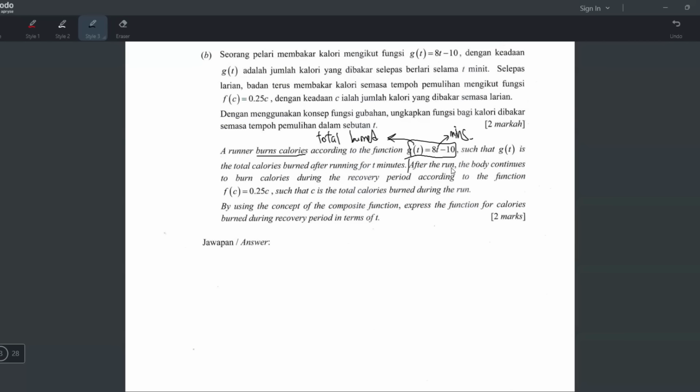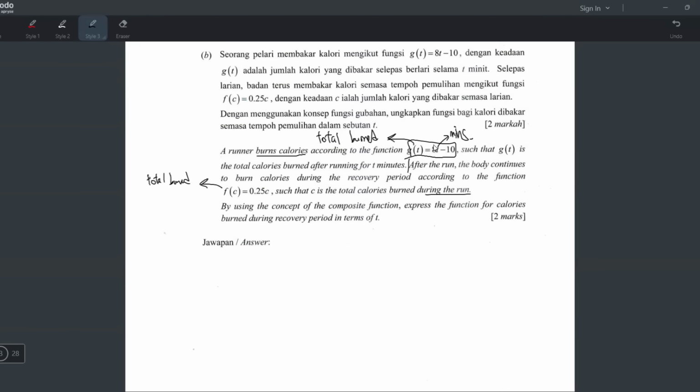Okay, after the run, the body continues to burn calories during the recovery period. According to the function f(c) equals 0.25c, such that c is the total calories burned during the run. Okay, f(c) represents total calories burned during the run. Tadi pun total burn kan? Tadi pun total burn. Tapi ini untuk during the run.